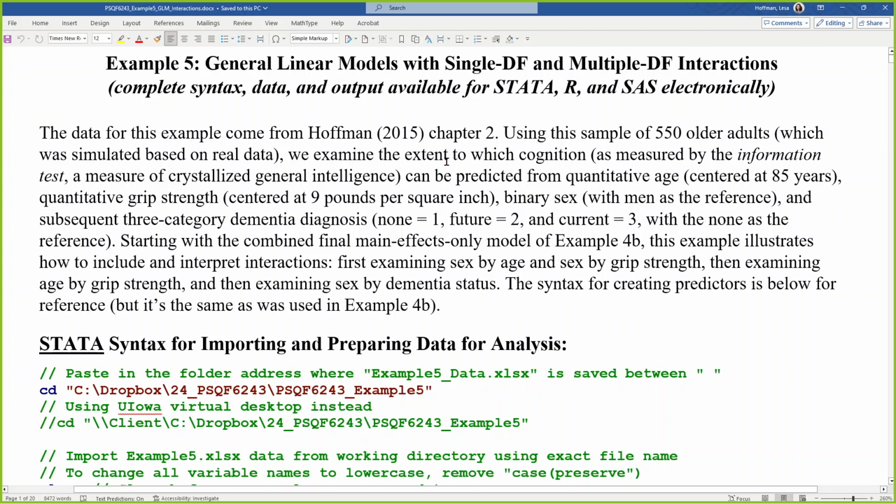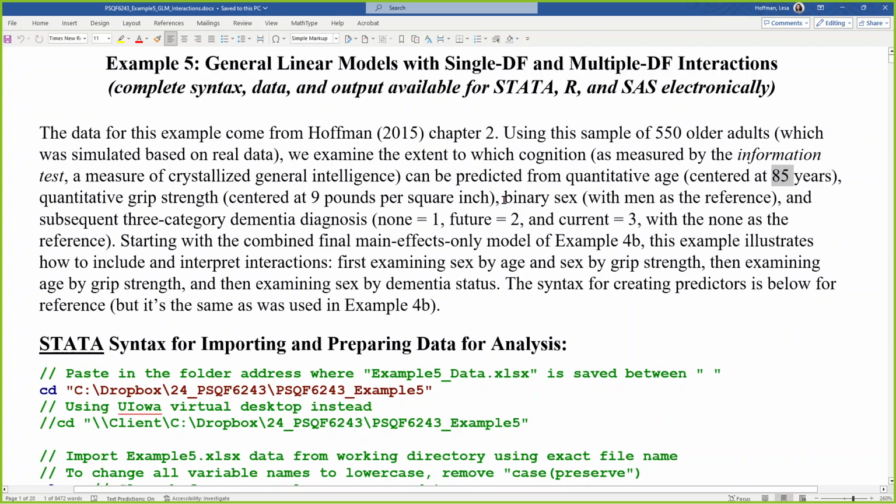So this example is following up on example 4b. These are the older adults. This is fake data, but it's based on real data. The story is we're predicting cognition, measured as crystallized intelligence, known as the information test. It is being predicted from age, which is centered at 85. These are older adults in the story. Grip strength, which is a proxy for physical function, is measured in pounds per square inch, in which 9 was near the mean of the sample.